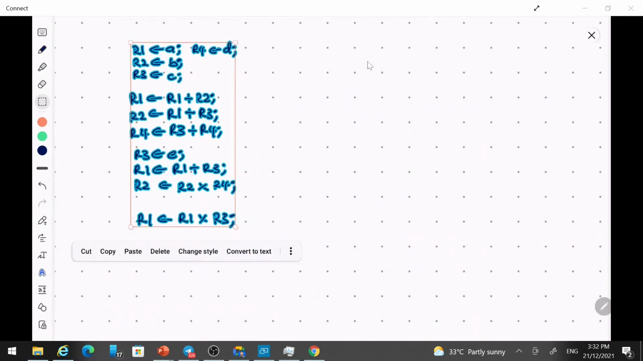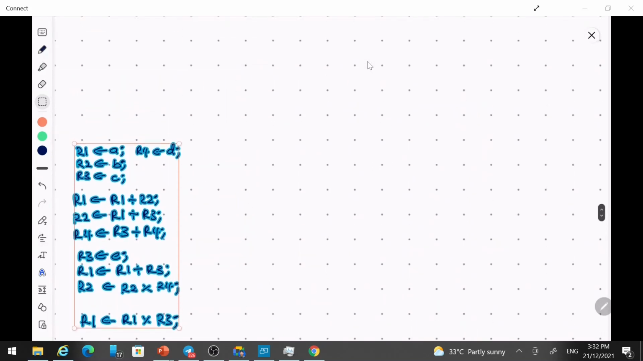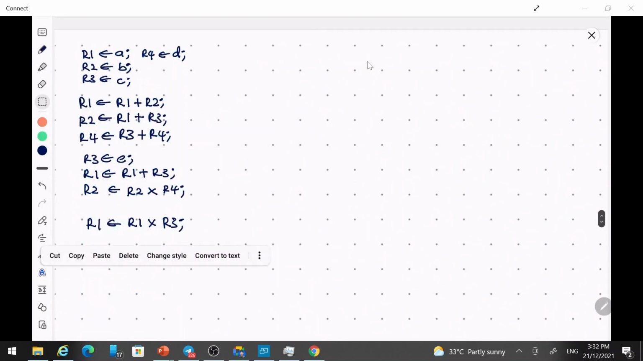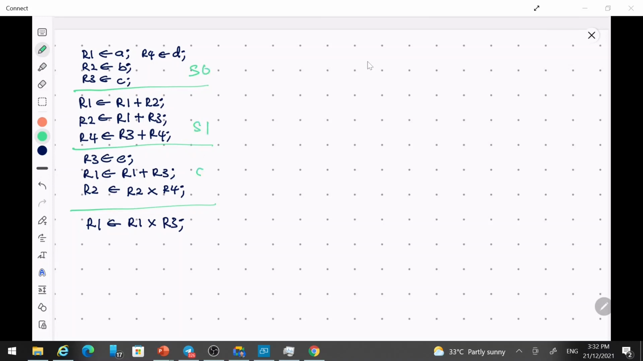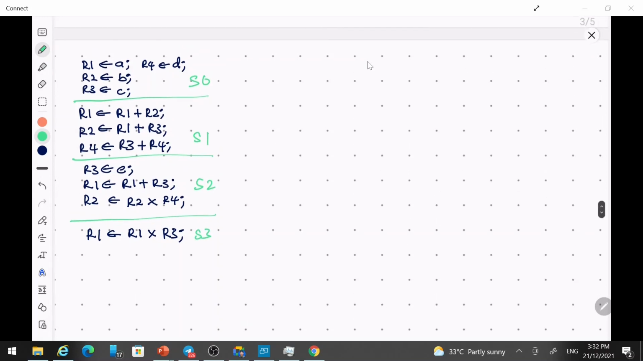Okay, so I have the RTL code here. Now I need the cycle as well as a reference. So this is S0, this is S1, this is S2, this is S3, right? So how to create the data path circuit from the RTL code? Do you know how to do that?